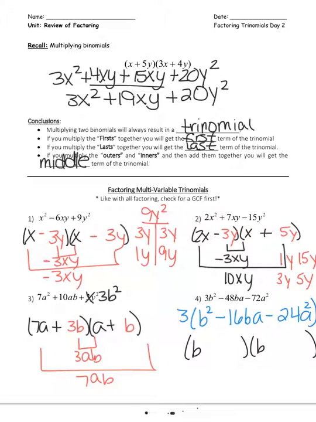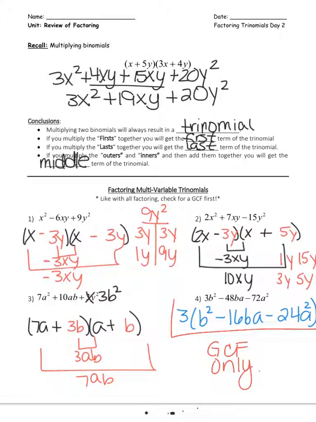Let's think about that for a minute. The answer is that there are actually no factors that can add to negative 16. So this is your final answer. You can't factor anything more. This is a GCF only problem. This is an example of where you have to look at it and see if you can actually go any further, and if you can't, you're done.